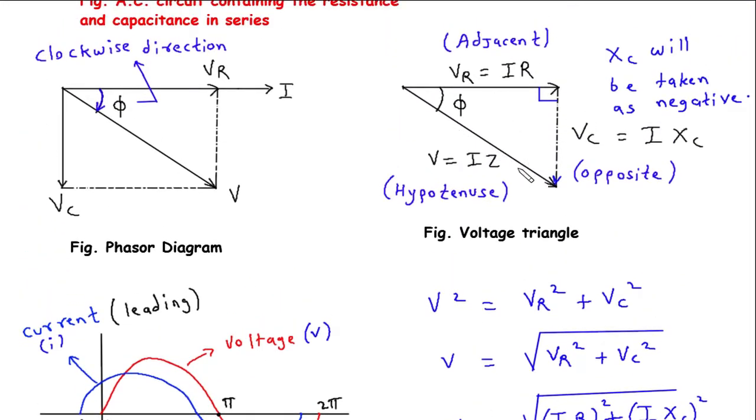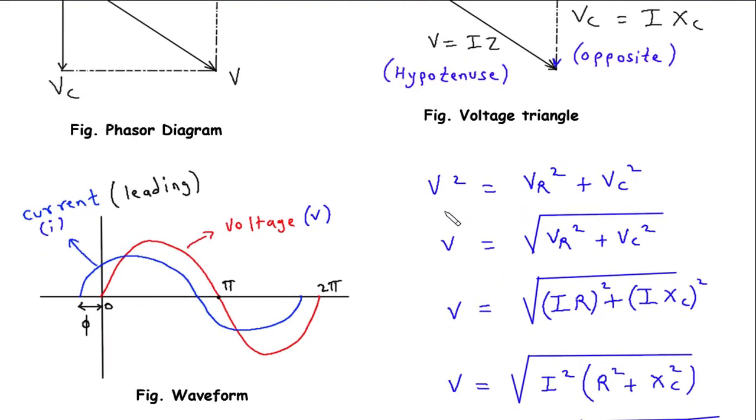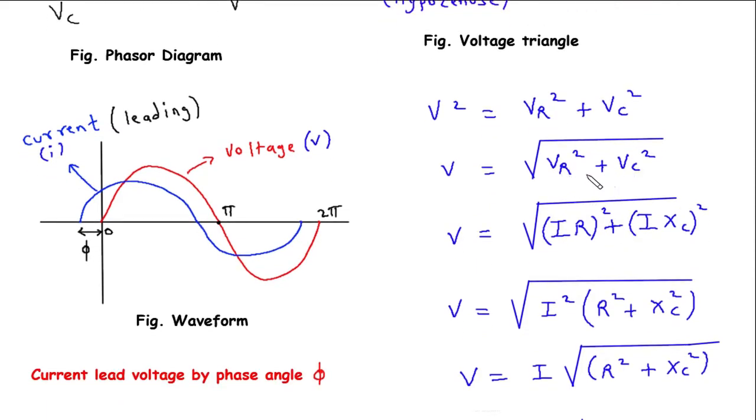Now if we apply Pythagoras theorem to this voltage triangle, then V square is equal to VR square plus VC square. Hypotenuse square is equal to adjacent side square plus opposite side square. So here V square is equal to VR square plus VC square. From this, V is equal to under root of VR square plus VC square. Now if we take the values of this, VR is equal to I into R, and VC is equal to I into XC.